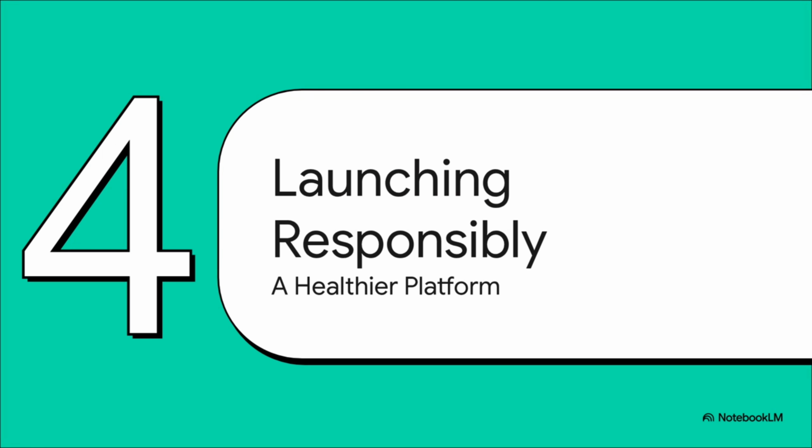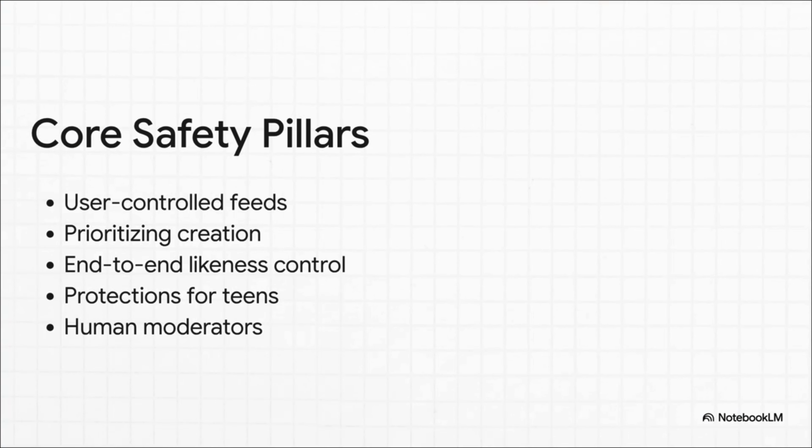Of course, launching a new social platform today comes with a whole lot of responsibility. And to their credit, OpenAI says they're thinking about the big issues, like addiction and user well-being, right from the very beginning. They've laid out 5 main safety pillars, and really, they all boil down to one central idea: giving the user control. They're giving you control over your feed with simple text commands, control over your own likeness, and they're designing the whole experience to push you toward creating, not just endlessly scrolling.